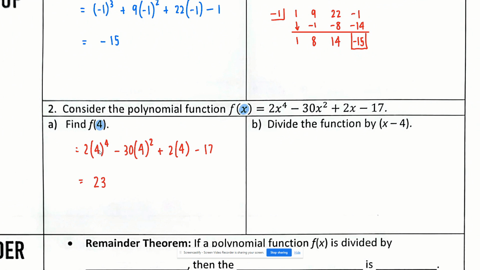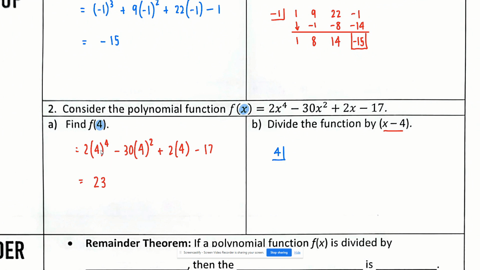Okay, think about it. 4 to the 4th power means 4 times 4, 16 times 4, 64 times 4. I mean, you're starting to get into some math that's pretty big at that point. So instead of doing that, watch what you can do using synthetic division. Remember, if we divide by x minus 4, that means 4 goes in the box, right?